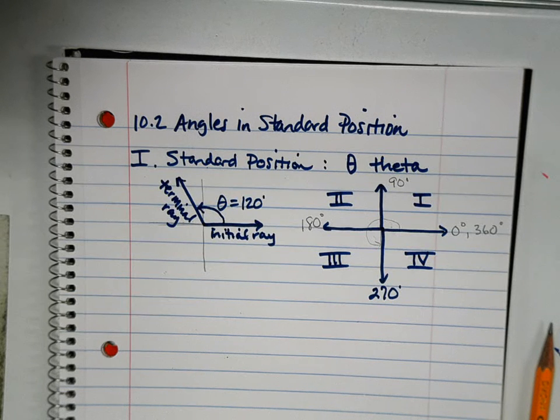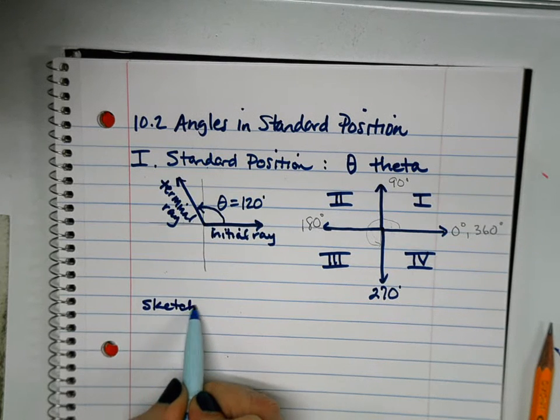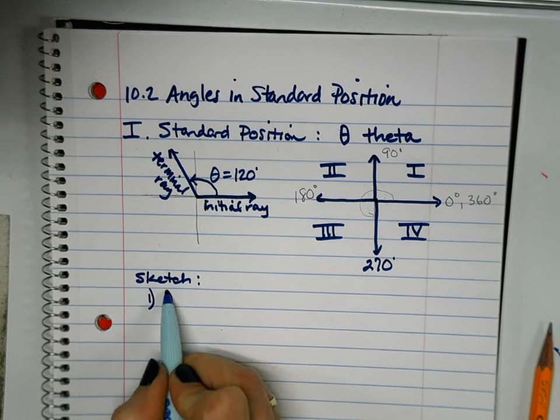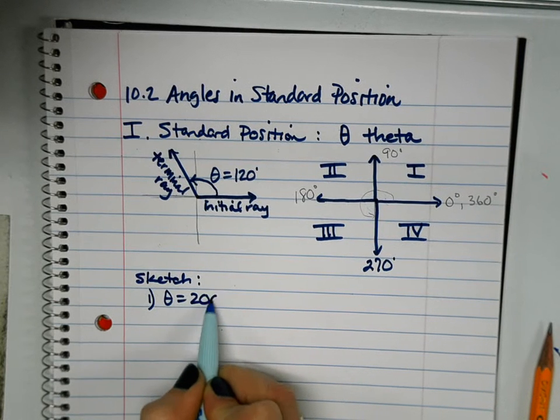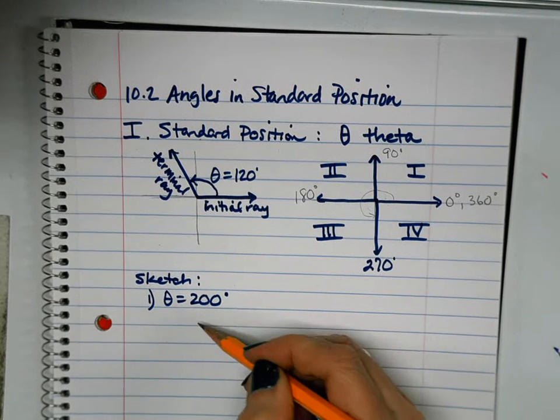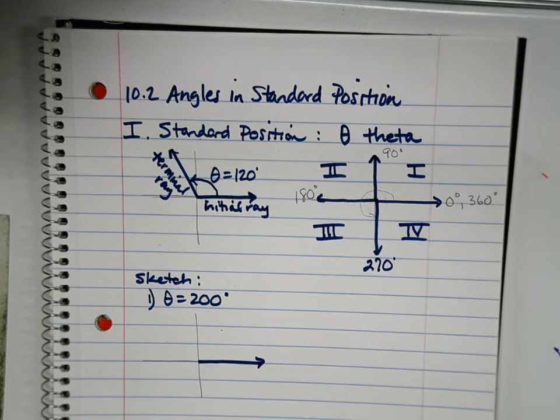Okay. All right, I would like for you then just to sketch and name the quadrant, and we'll just put the quadrant as we do it here. Okay, sketch. Let's do theta equals 200 degrees. Theta equals 200 degrees. Okay, so I'm going to set up just an x and a y axis just as a point of reference. On the positive x-axis, put your initial ray.